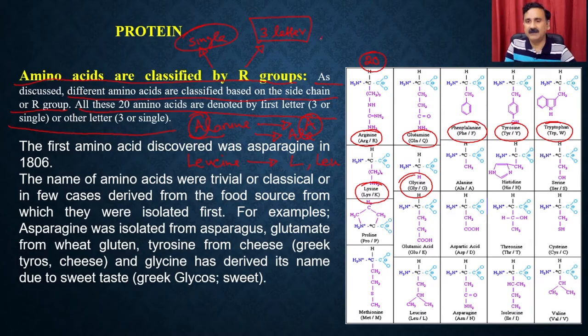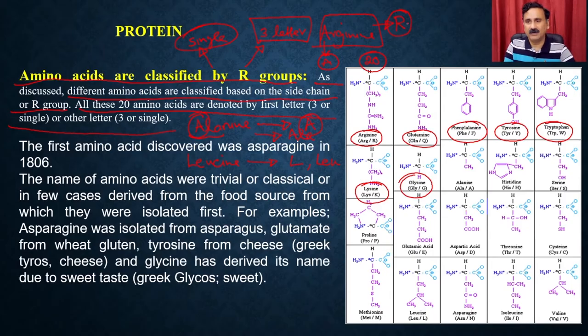For example, we have arginine, right? For this kind of amino acid, you cannot take A, because A has already been allotted to alanine. So what we can do is go with the sound that comes from this amino acid. So what sound is coming? Arginine. When you speak arginine, the sound comes as R. So you can give the single letter code R. That's why these are the exceptions. These are the things you have to remember, right?